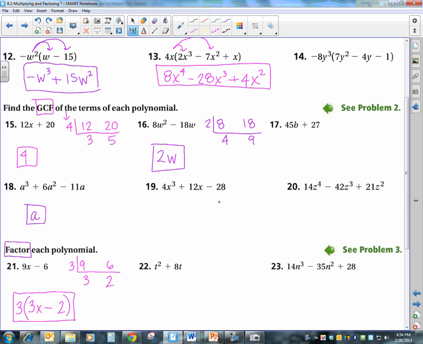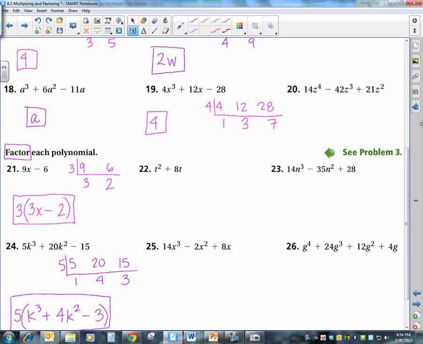Again, write down my numbers. I have a 4, 12, and oops, I started to write that negative sign. We don't need that negative sign. 4, 12, 28. What do they have in common? 4. 4 goes into 4 once. 4 into 12 3 times. 4 into 28 7 times. I got to a 1, so that means I'm finished. My greatest common factor of coefficients is a 4. There's not a variable in every term, so I'm left with just 4.